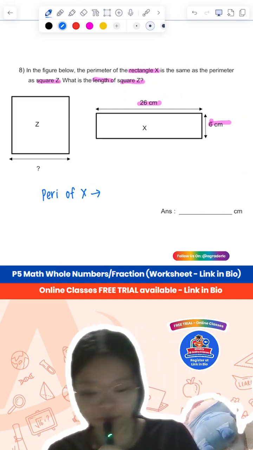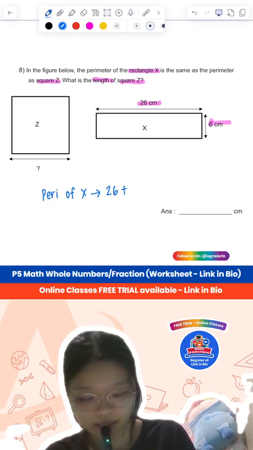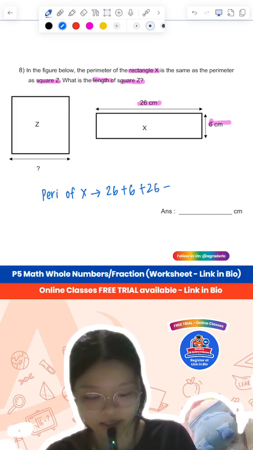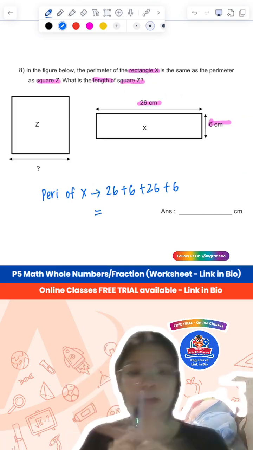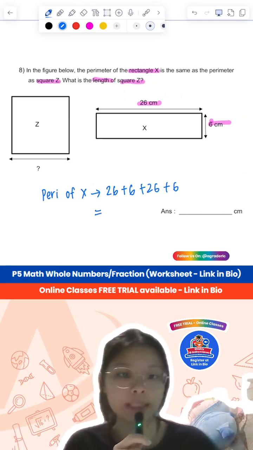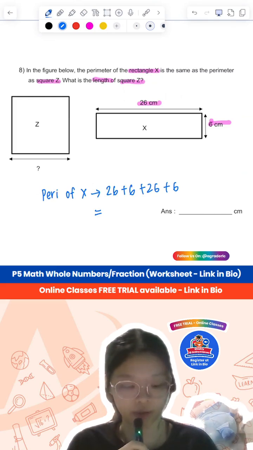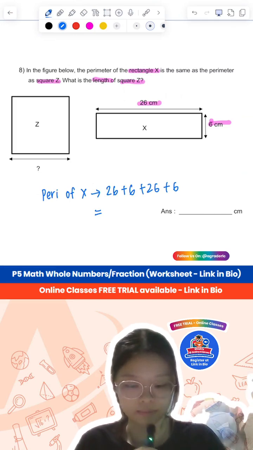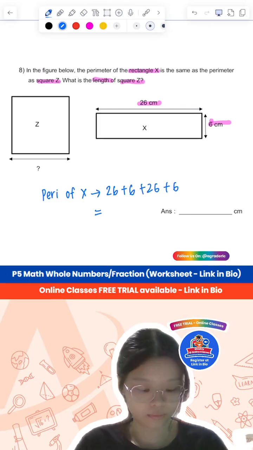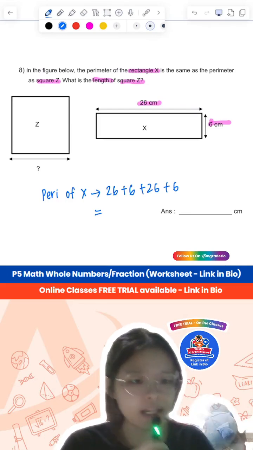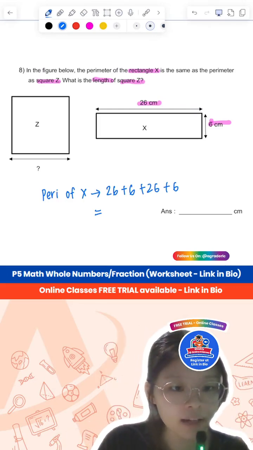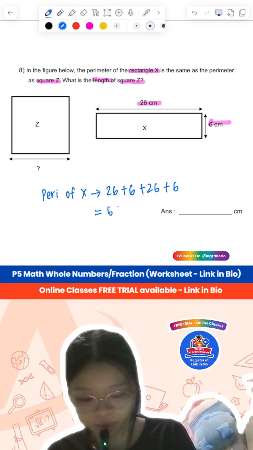Okay, perimeter of X is 26 plus 6 plus 26 plus 6. Okay, just add all four sides together. If you choose to do 26 plus 6 and then times 2, you will still get the correct answer. Okay, so can you tell me what is the perimeter first? 68, 38. Why you got different numbers? Okay, 64. Okay, we should get 64.